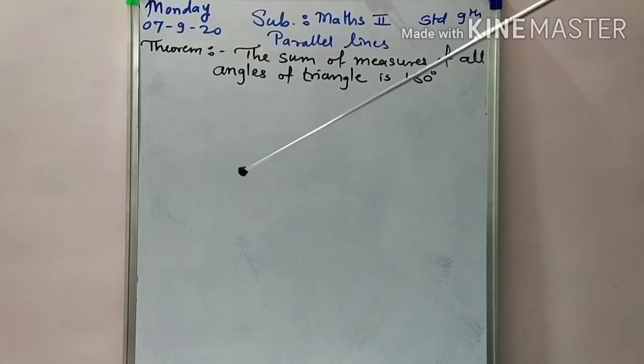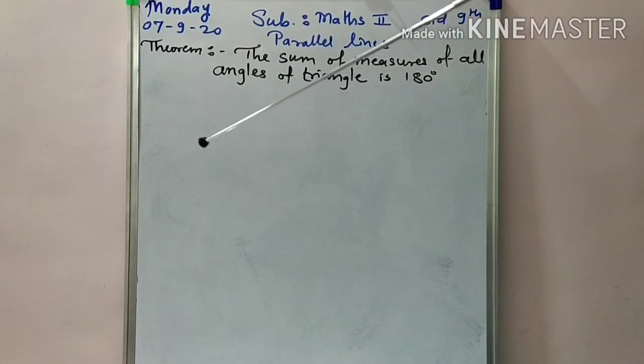So one of the most important parts of proving any theorem is what? Figure. Yes, and according to the statement, the sum of measures of all angles of what? Triangle, we have to prove that the sum is 180 degrees, meaning first we have to draw the figure of what? Triangle. Okay, so pay attention here students.